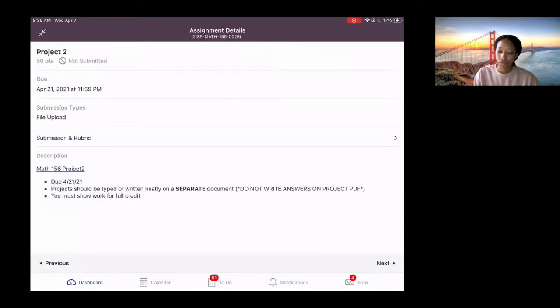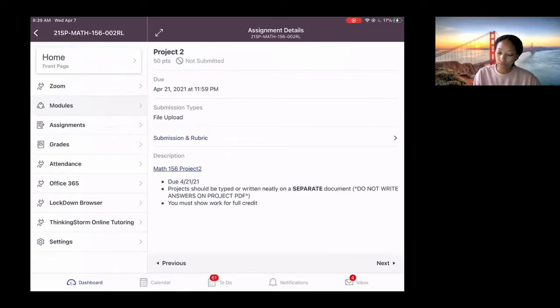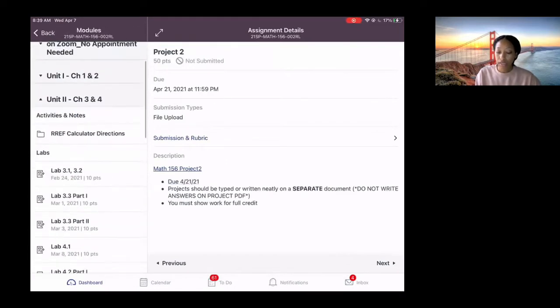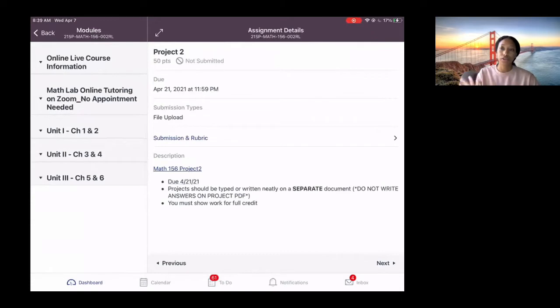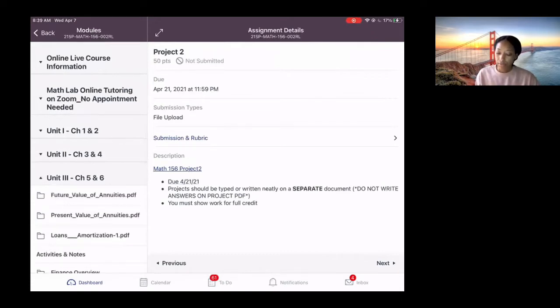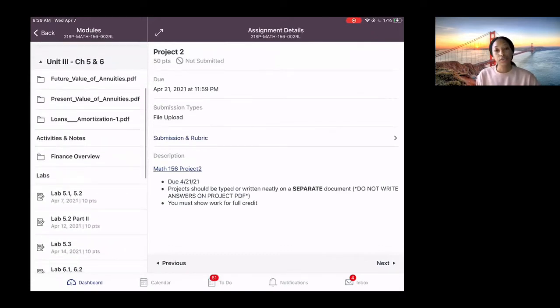Next, actually, before I cancel, I'm going to go back to modules. We are all done with the Unit 2 module other than Project 2. And then we can move on to Unit 3. In Unit 3, we cover the last two chapters, chapters 5 and 6. In chapter 5, we talk about exponential and logarithmic functions. We're going to spend about 4 classes going over these things.